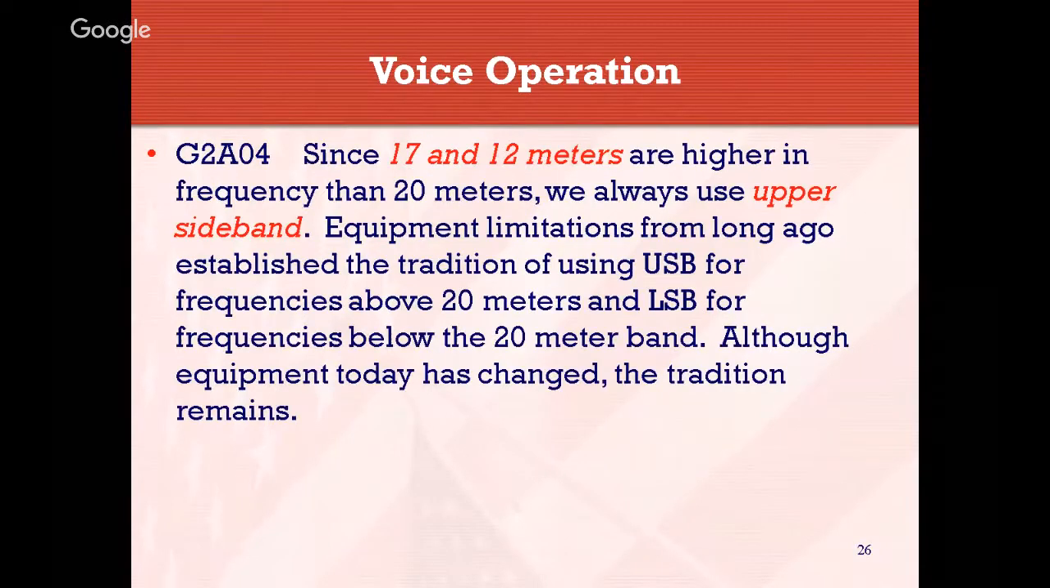And then from there, going up, you use upper sideband. Mostly. So equipment limitations from long ago established the tradition of using upper sideband for frequencies above 20 meters and lower sideband for frequencies below the 20 meter band. Although equipment today has changed, the tradition remains. There's nothing really prohibiting you from operating, say, lower sideband on the 20 meter band or even 15 or 10. You certainly can do it.